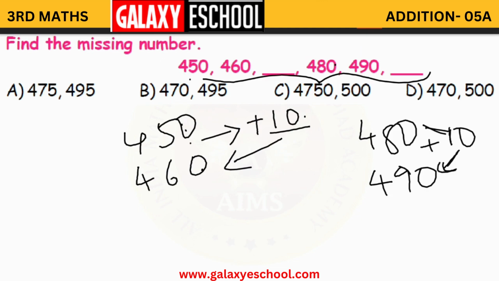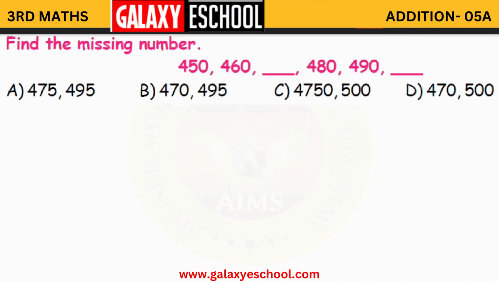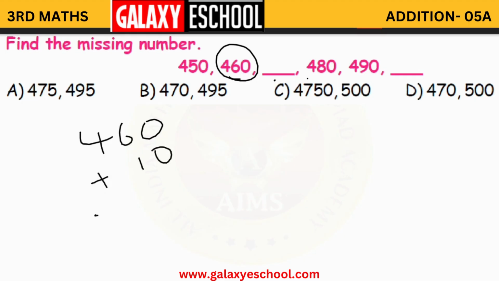So what did we understand here? In this series, 10 is added to get the next number. Yes, we need to add 10. Now we have 460 here. What number will come after 460? We need to add 10. 460 plus 10 is equals to 470.